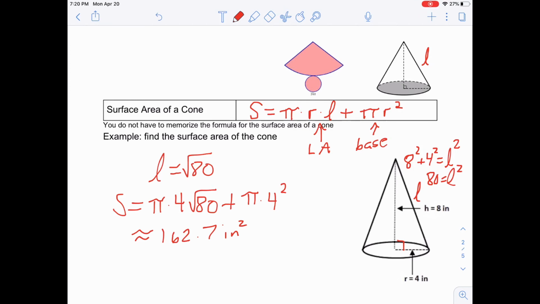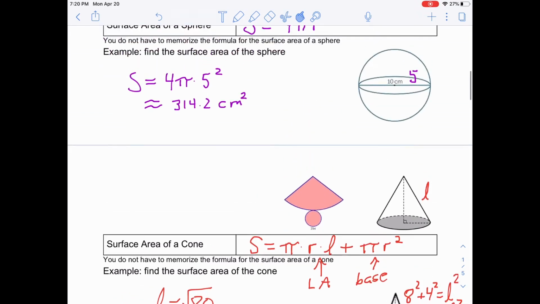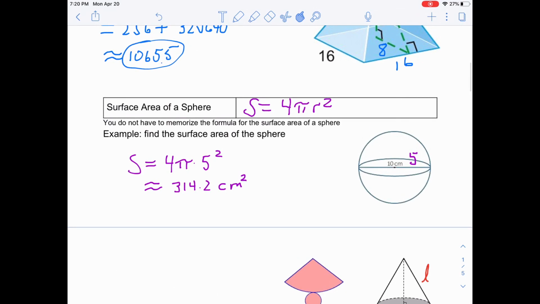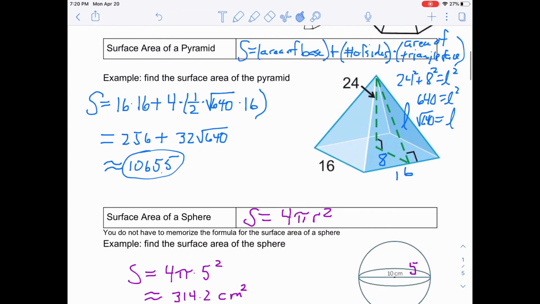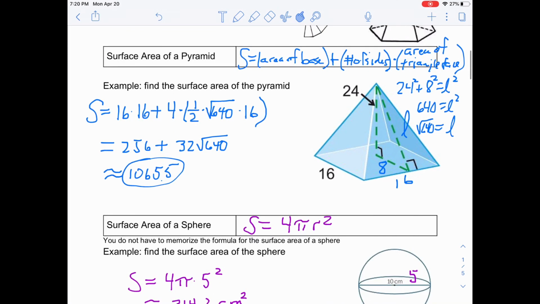So to find the surface area of a cone, you use pi r L plus pi r squared, and use that as well as what we had for our formulas for our surface area of a sphere, which is 4 pi r squared, and our surface area of a pyramid, which is the area of the base plus the number of sides times the area of each triangle face, and you have each of those surface areas.